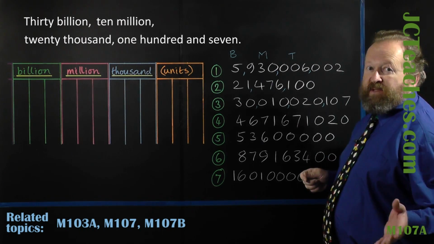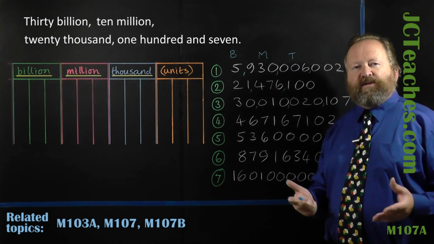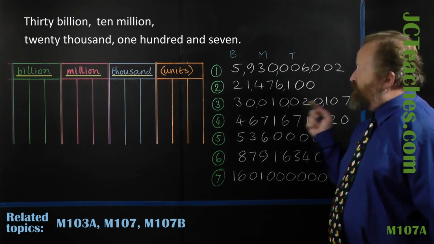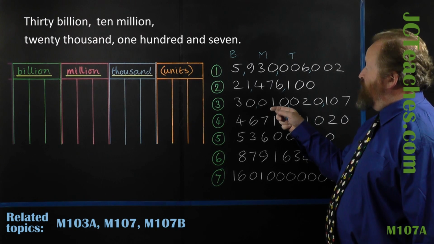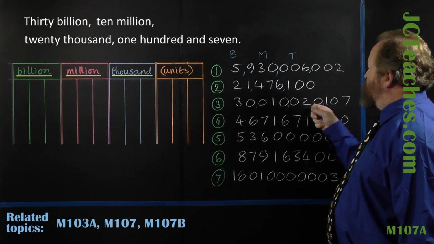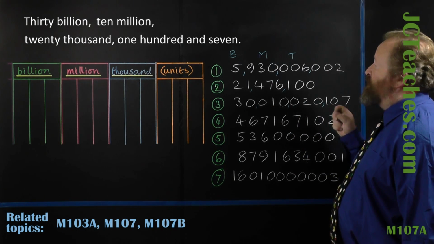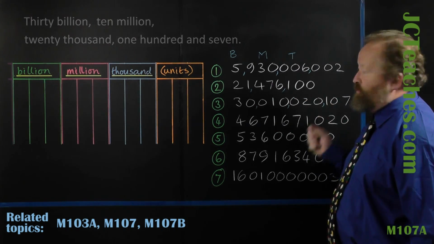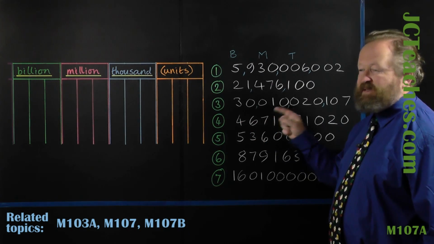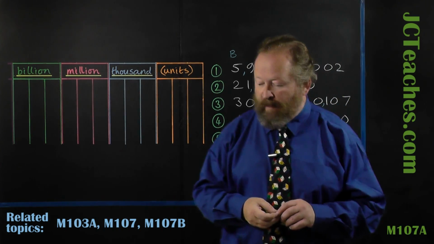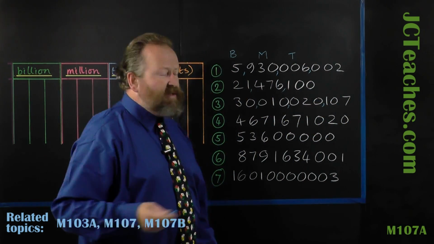My reference to the Americans earlier, they don't say any of these ands that we're putting in. So to them that would be 30 billion, 10 million, 20,107. They wouldn't put the ands in the hundred and whatever. That wouldn't be 467 to them, it would be 467. So I don't want to confuse anybody. But it means the same thing.